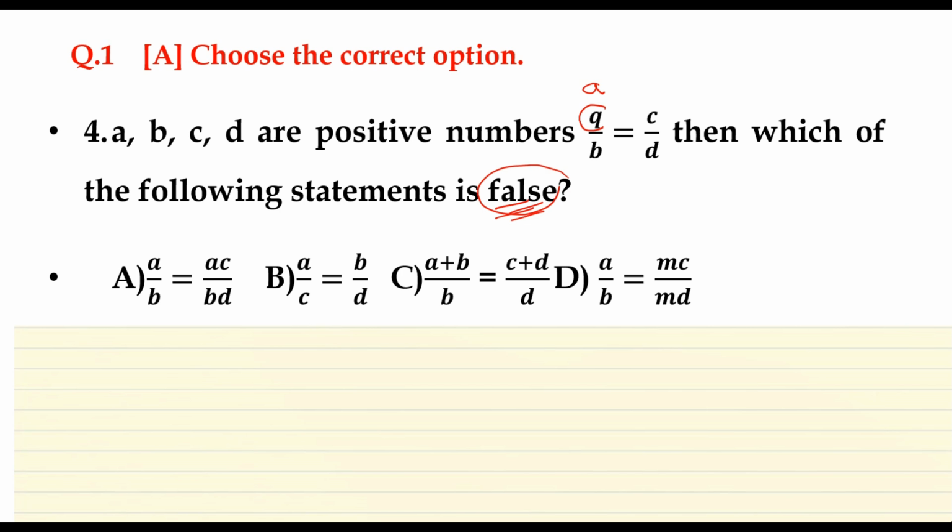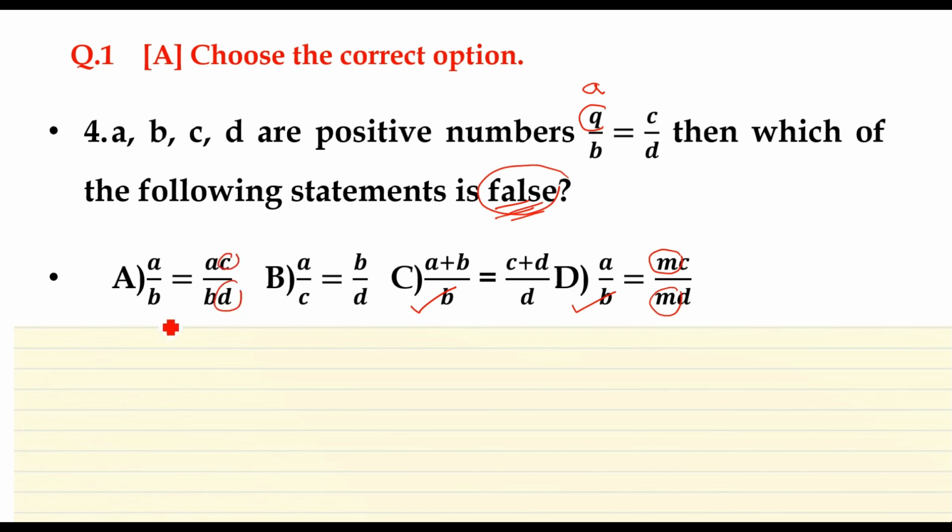Therefore, we can come to the conclusion that this is the false statement. This is the componendo, therefore this is definitely going to be a true value, and even this value is also true, because if any number is multiplied and divided by the same number, the value remains the same, where here a by b and a by b are the same, but the c and d are different.